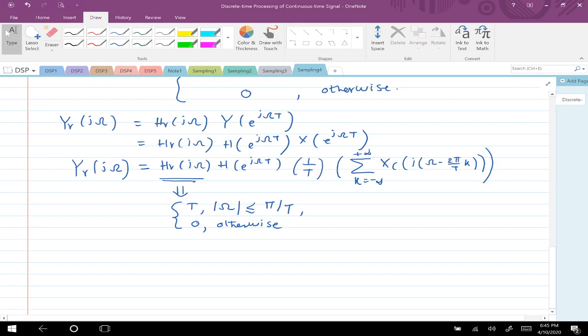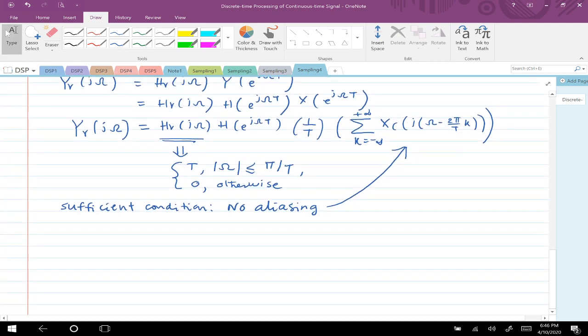The first question that let's try to answer is, when will this be an LTI system? We are looking at a sufficient condition for that, which is of course not the necessary condition. The sufficient condition for this to be an LTI system is that there is no aliasing. Where from is this aliasing coming? Where could this aliasing come from? Well, this expression, right?